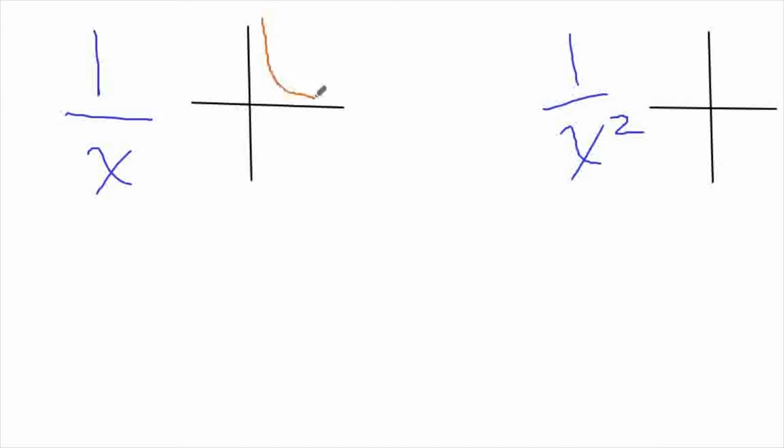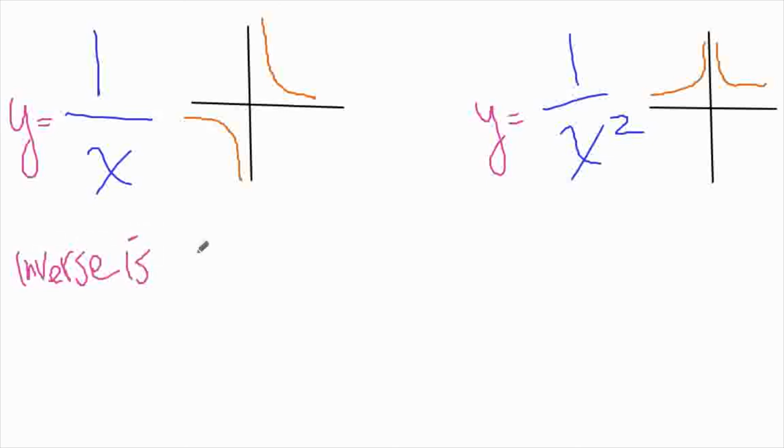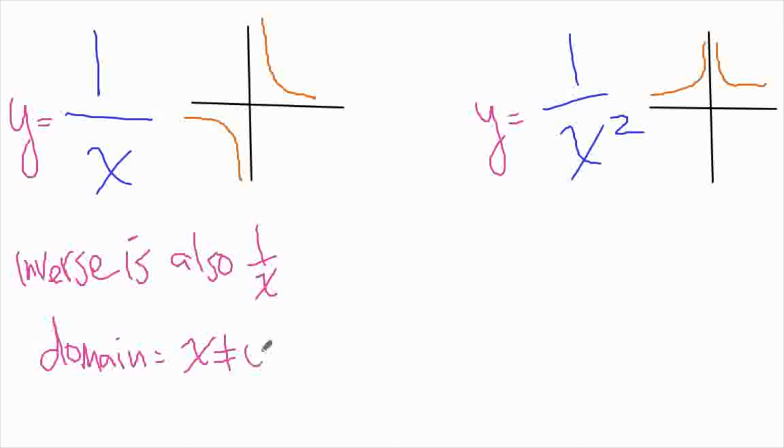Let's first start with a quick sketch of what each of these looks like. One over x looks like this. 1 over x squared looks like that. Okay. Now, the graph of y equals 1 over x, the function 1 over x, has an inverse of 1 over x. So the inverse is also 1 over x. So the inverse is the same as the original function. Okay? The domain of both of them, both the original function and the inverse, is everything except 0.